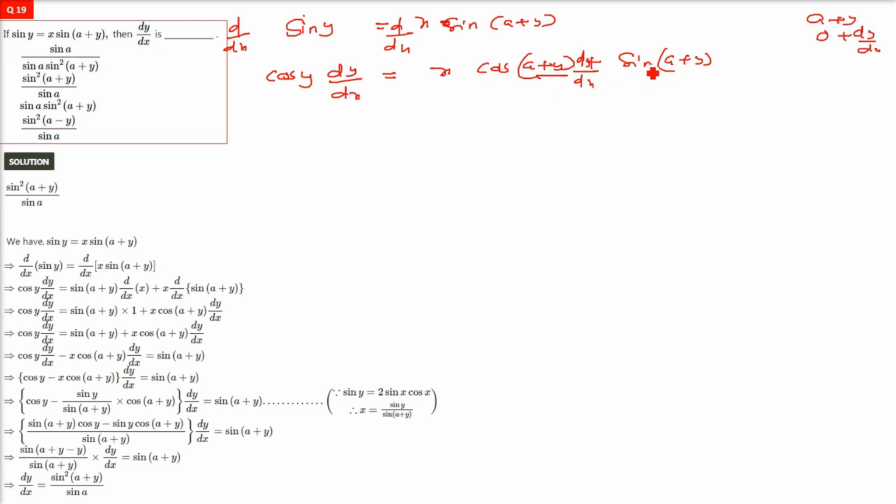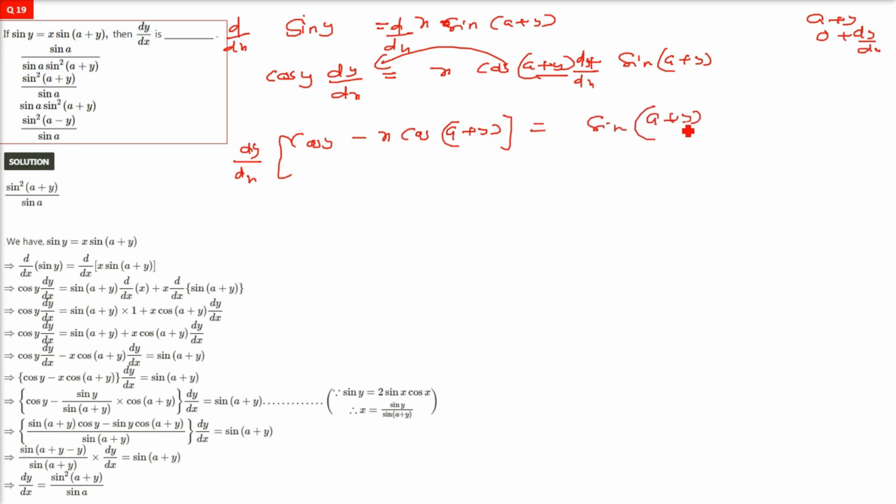Okay, now let us take dy by dx on one side, and then we can do the same thing which we have been doing up till now. We'll take dy by dx common. So we have dy by dx, here we have cos y minus x cos a plus y, and this is equal to sin a plus y.